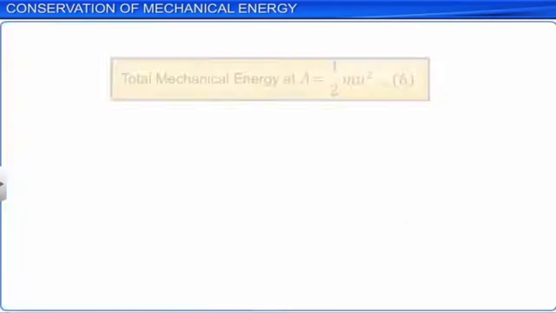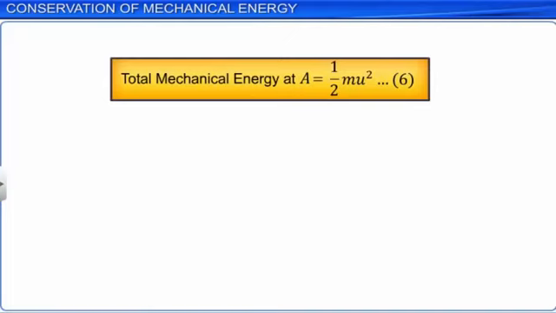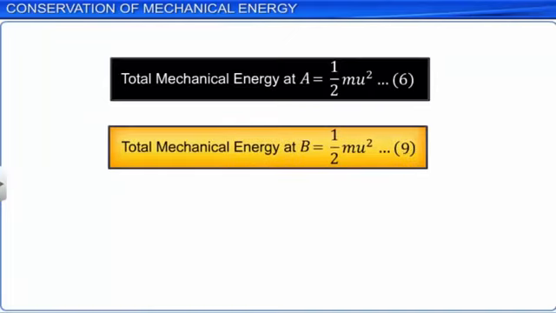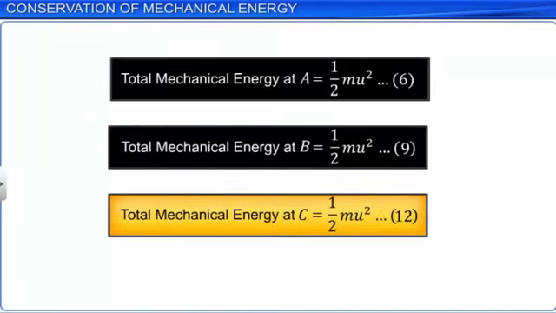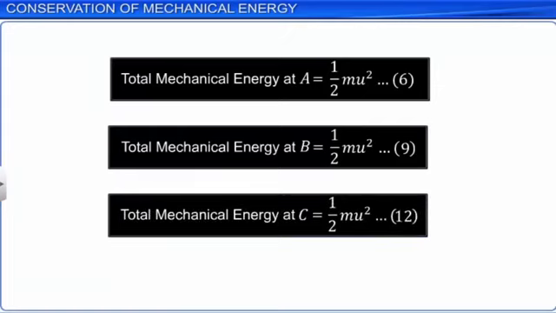We see from equation 6, 9 and 12 that the total mechanical energy at all points along the path of the body is the same. Hence, mechanical energy is conserved at all points along the path.